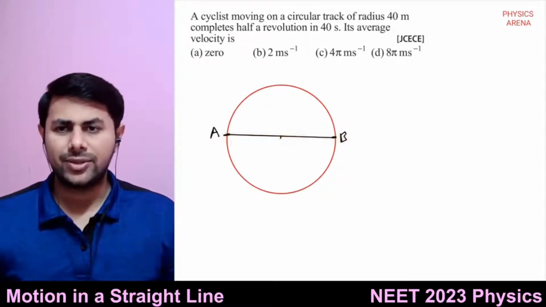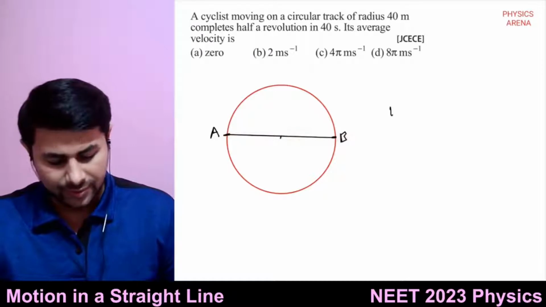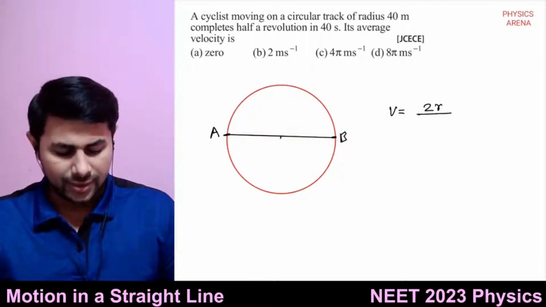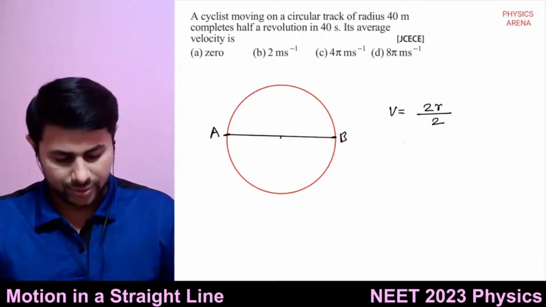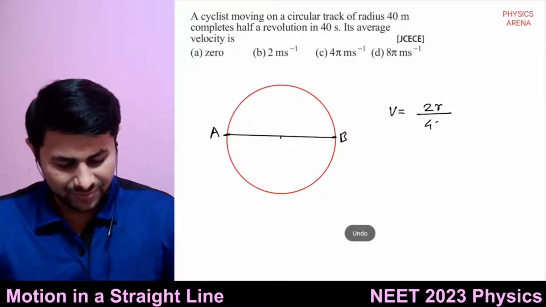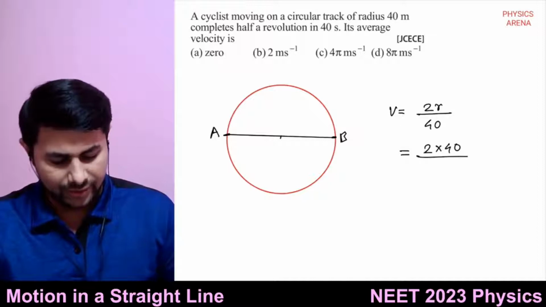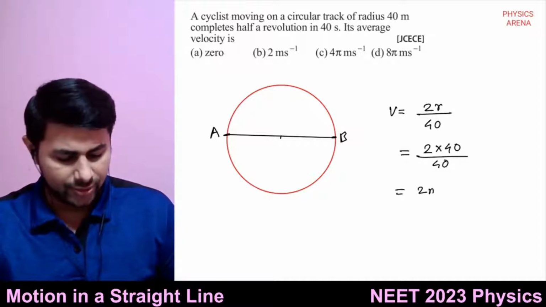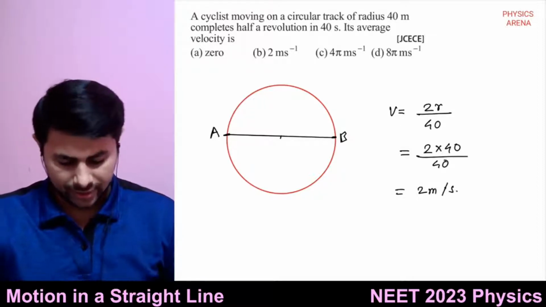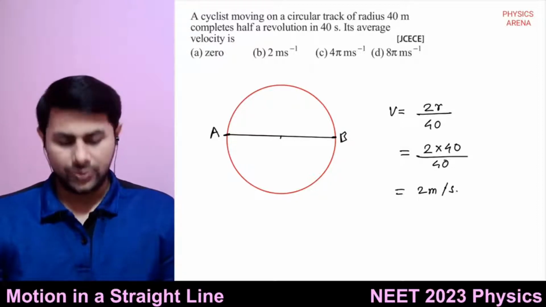So what would be velocity? Velocity is 2r divided by 40. Right, 2 meters per second. So 2 times 40 divided by 40. So 2 meters per second is the velocity. So again, this was simple.